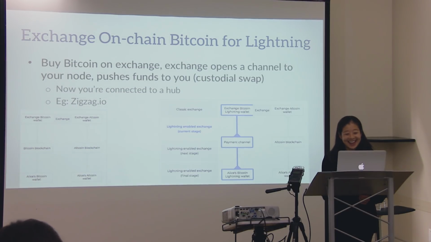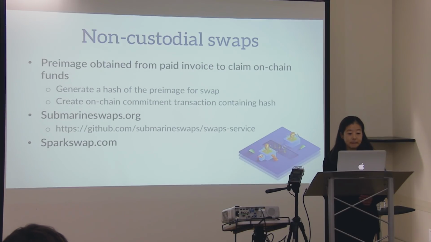All right. So the one benefit of buying Bitcoin from an exchange and getting Lightning in return is that you're now connected to a hub. If a lot of people do this, then you are automatically connected indirectly to a lot of different Lightning users. But you know, trusted third parties are security holes.